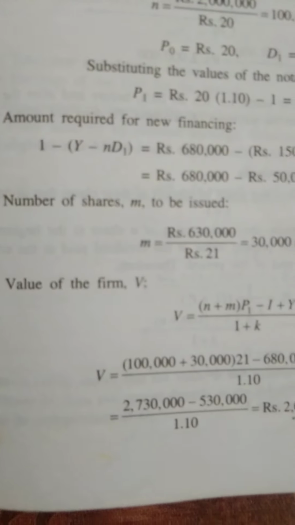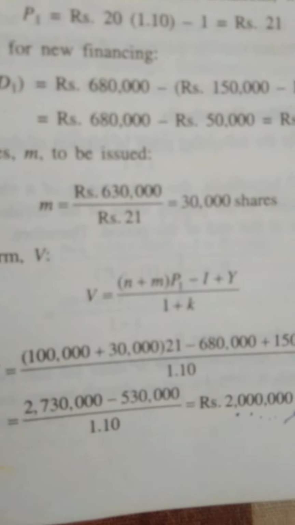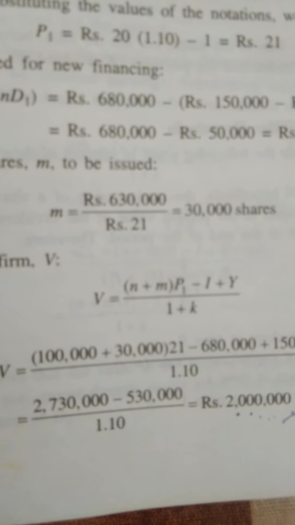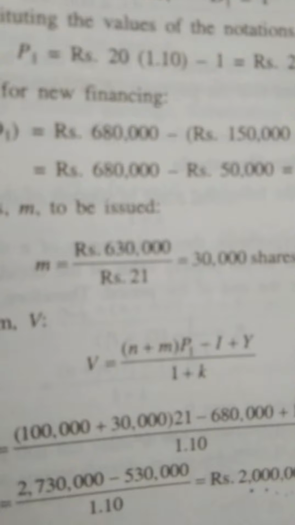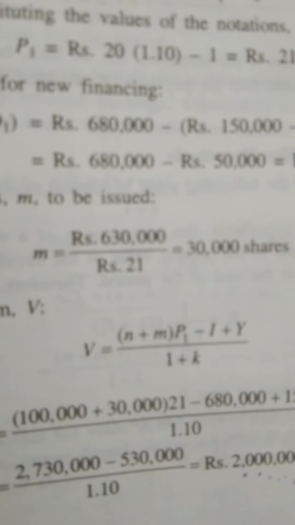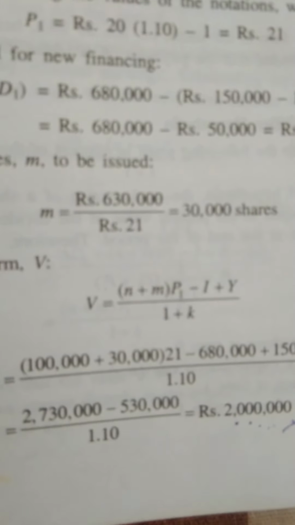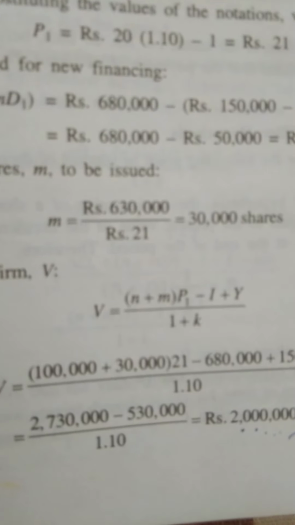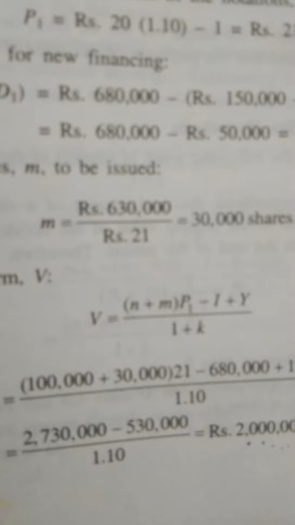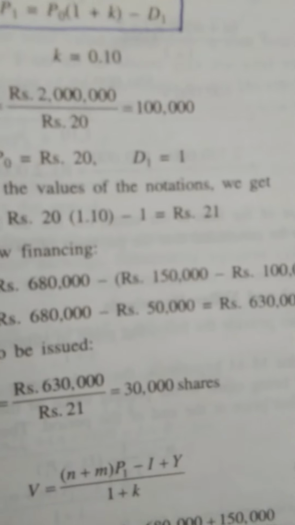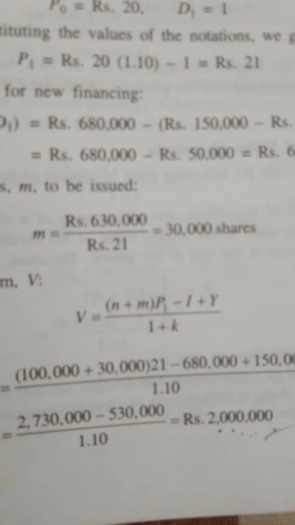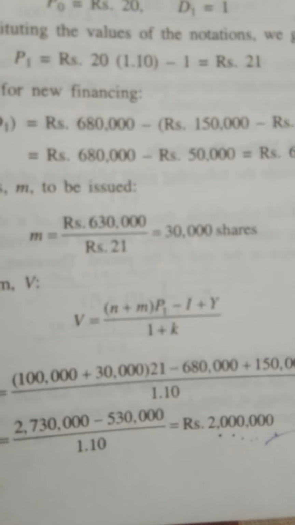Now the value of the firm. Students, you have to remember all those formulas. V equals to what they have given? (N plus M) into P1 minus (I plus Y) divided by 1 plus K. What is N? N was calculated earlier, 1 lakh. What is M? The new shares, 30,000. Within bracket, what is P1? We have calculated 21. Within bracket, after that minus I plus Y.